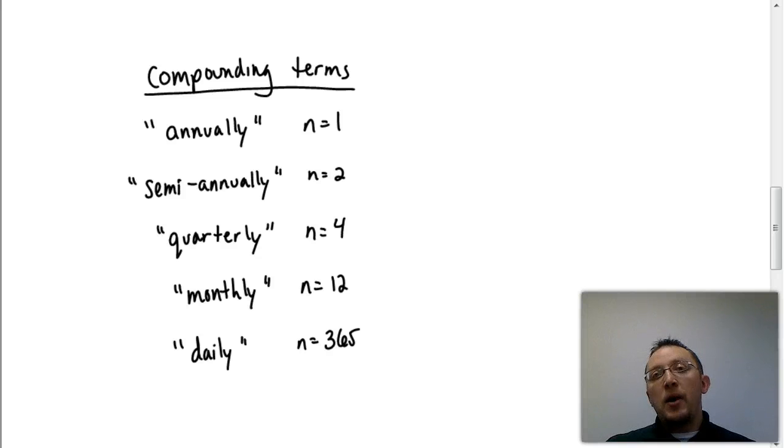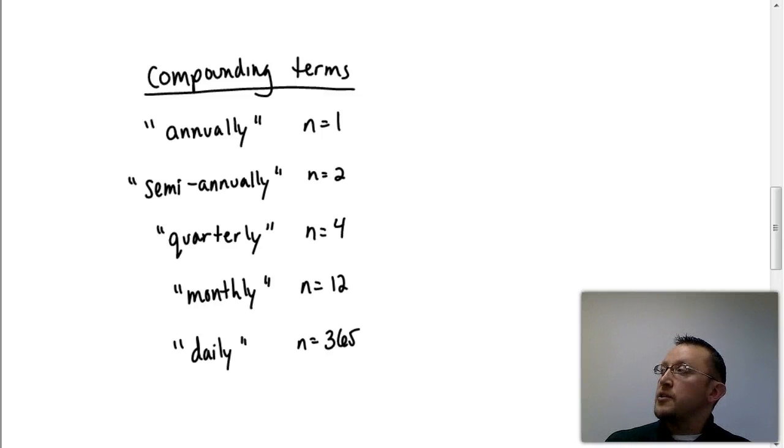If they use a phrase semi-annually, the semi means twice, so it'd be twice a year. So n would be 2 in that situation. Quarterly, well, if you think about it, there's 4 quarters in a dollar. So quarterly would be 4, so it's going to be 4 times throughout the year that interest is broken apart. Monthly, we talked about that already. If it's compounded monthly, we're going to use 12 for our value for n.